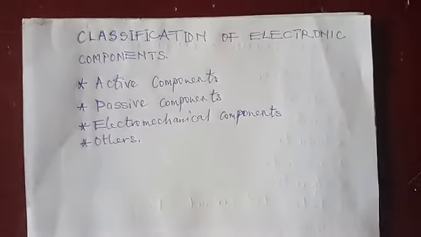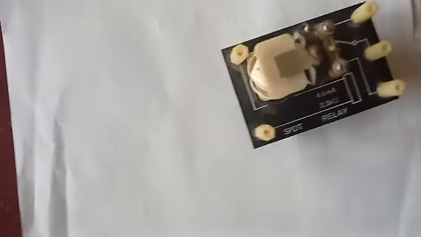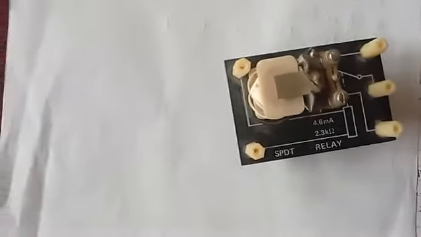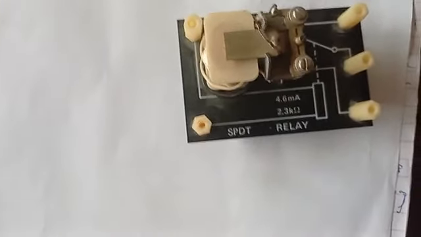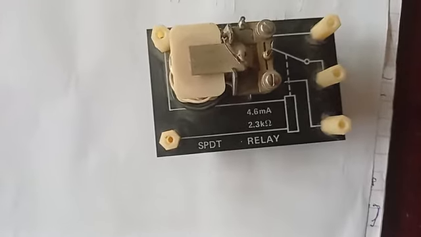Let's look at most of these components. One, we have this relay. This is a relay that has an automatic switch. It switches an electrical signal either on or off automatically. That's a relay.